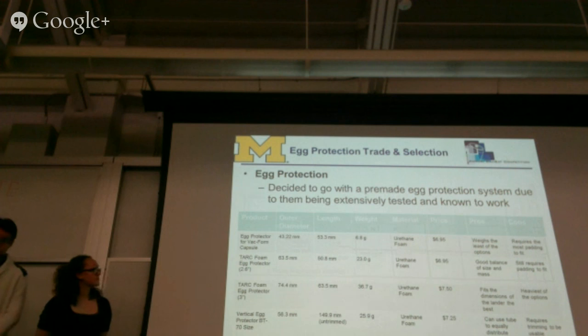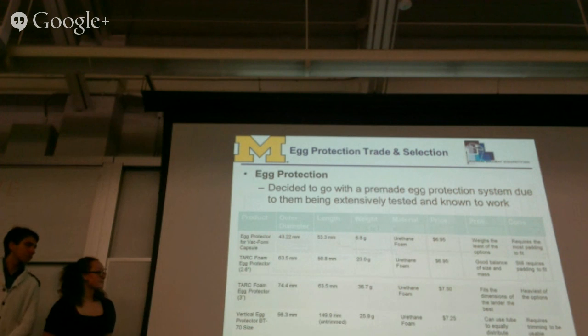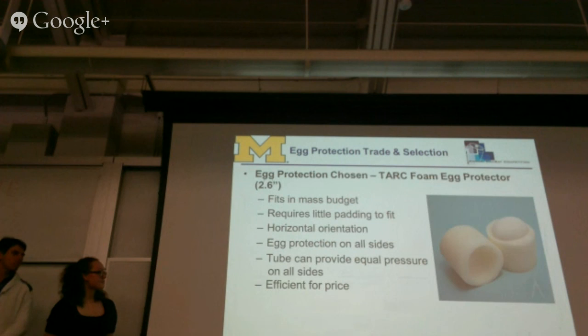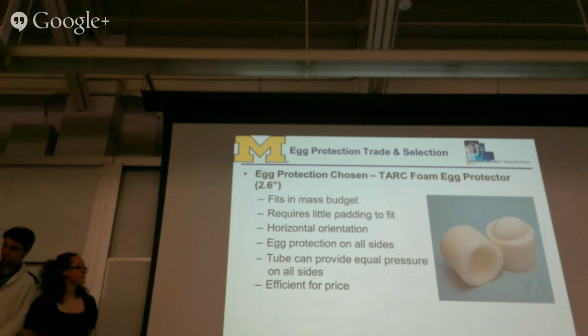So here we have a trade study for egg protection. We decided to just purchase our egg protection system from Apogee because they manufacture egg protection systems for competitions like this, so we know it's going to work and we know it's going to be efficient. They actually have a lot of choices, but in the end, we ended up picking the horizontal tarp foam egg protector. It's 2.6 inches wide, which is the widest one they have. It's not super massive, and that allows us to not have to pad around it as much to keep it secure in our science vehicle.